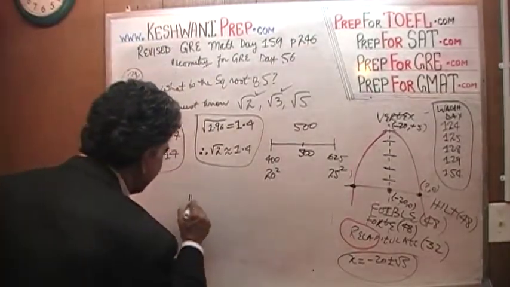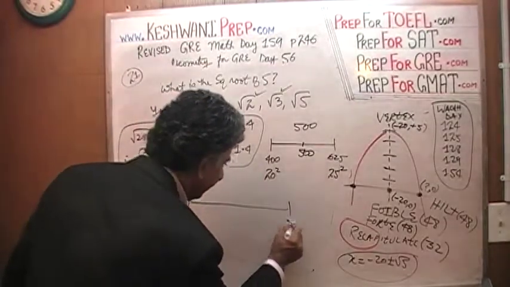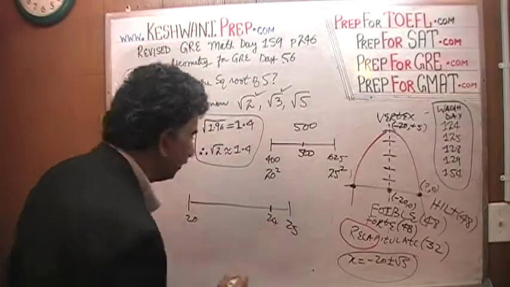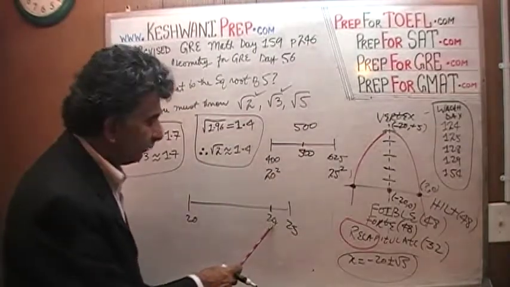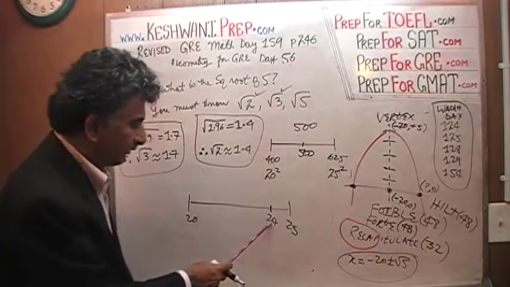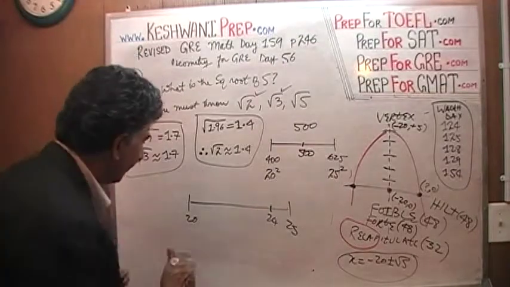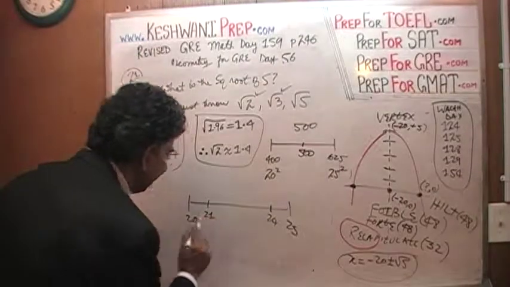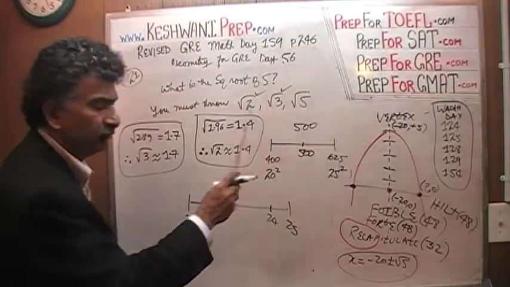Let's put it here. This is your 20, this is your 25, and my gut feeling is that it's not going to be 24, because the square of 24 is going to be something close to 600, in the high 500s. Similarly, my gut feeling tells me that the square of 21 is going to be closer to 400. It's not going to go all the way to 500.